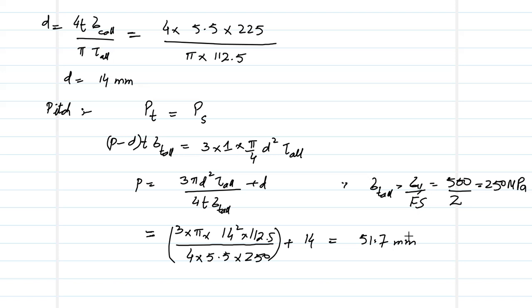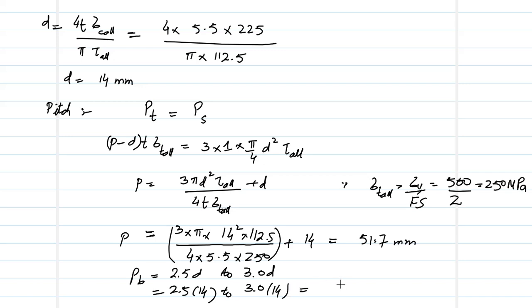What you get is approximately 51.7 mm. There could be a small difference in the decimal point, but you understand the concept. You should understand the concept of this. So we have found the pitch of the joint. Next, we have to find the back pitch. Back pitch is between 2.5d to 3.0d. In the exam also, you have to write the range. So 2.5 into 14 to 3.0 into 14, so the range is between 35 mm to 42 mm. Another check is that the pitch must be at least equal to or greater than 3d. The 3d is actually 42 mm. Your actual pitch is greater than 42 mm, so the design is fine.